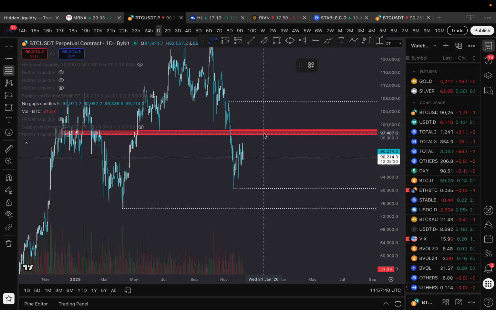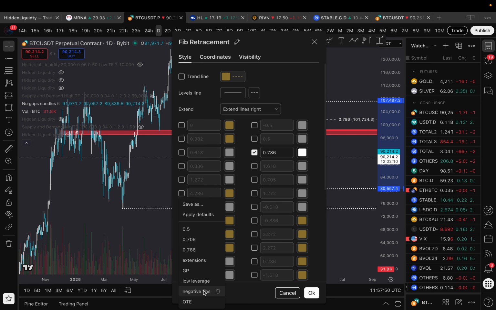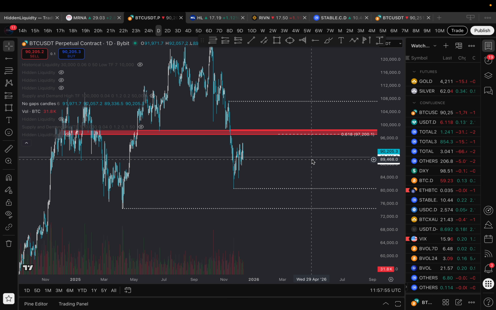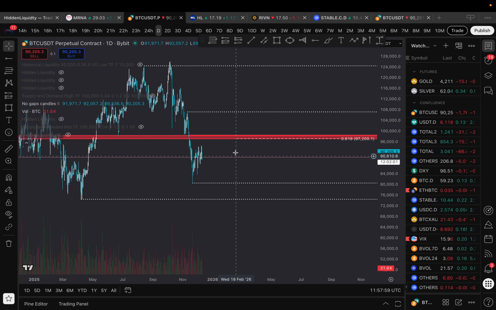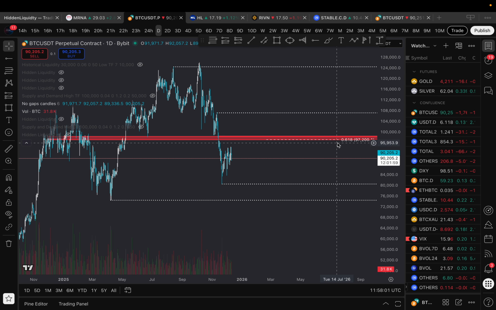After checking if my major POI is refinable, I'm also pulling a fib because I want to see if it matches with any fibs, right? Because that's a plus one confluence as well. As you can see, it matches with the GP. That's really good. So that's our first major point of interest right here.